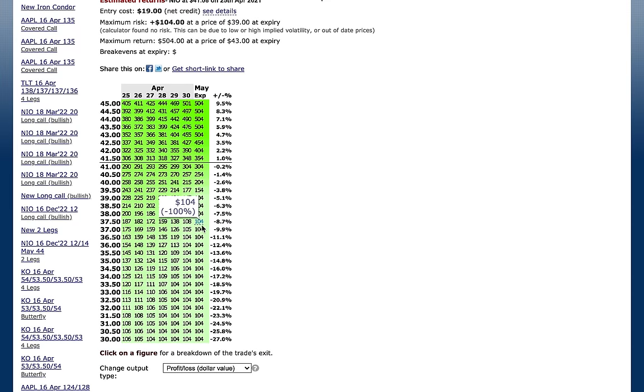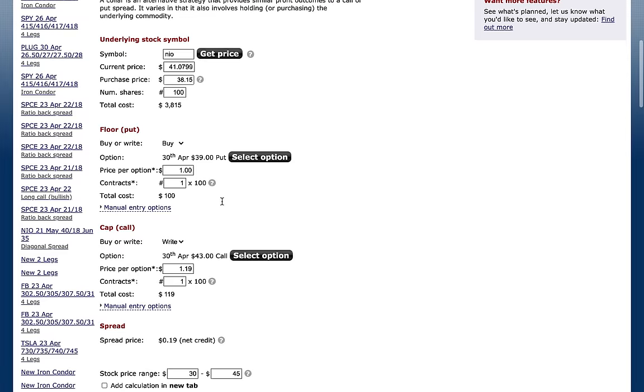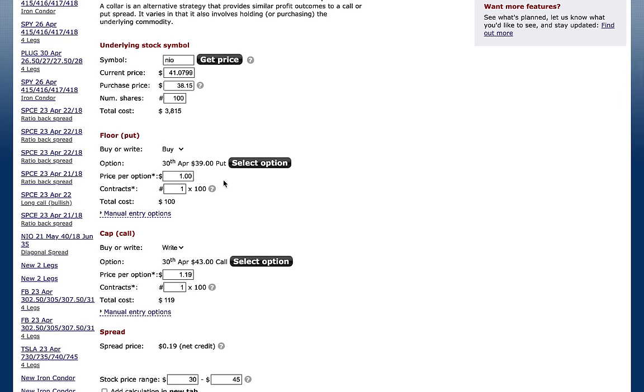If it falls down, the great thing is that we're buying this out of the money put. And remember, what happens if we buy a put? So let's imagine NEO does drop under 39. What happens? This call that we sold will expire worthless. So we don't have to worry about that.